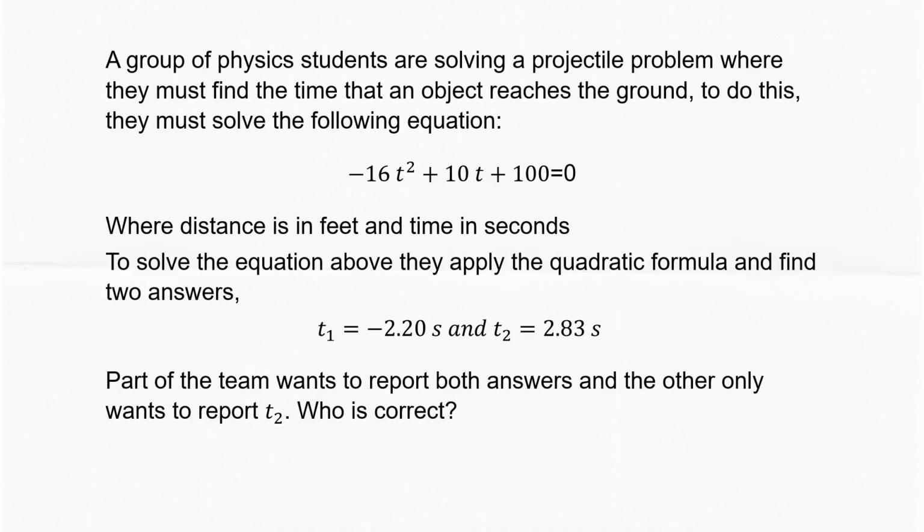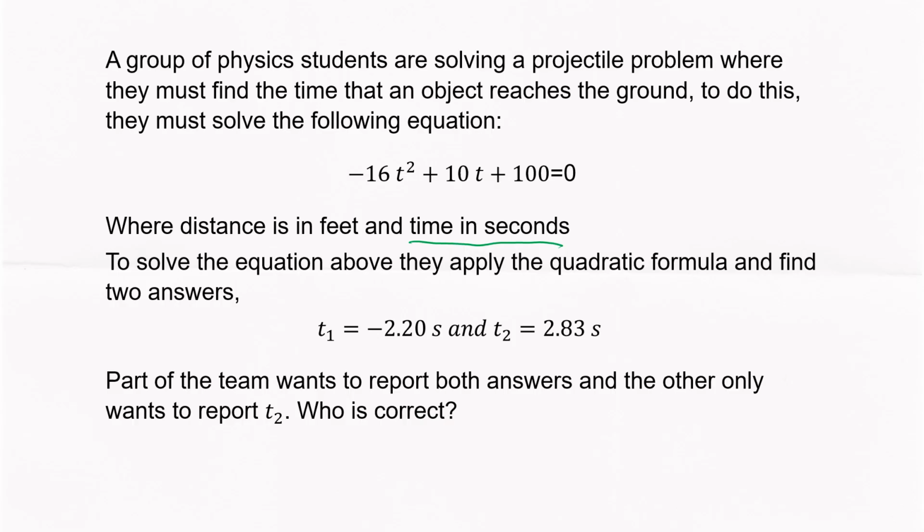To determine who is correct, the first thing we want to do, in the context of things, is ask what kind of units we are operating in. We're working in units of time, which is in seconds, and we want to look at our 2 answers again. Our T1 was negative 2.2 seconds, and T2 is 2.83 seconds. Now, if this question was just saying, solve the equation as it is, without any other context about being a projectile or anything like that, yes, those would be our 2 answers, negative 2.2 and 2.83.